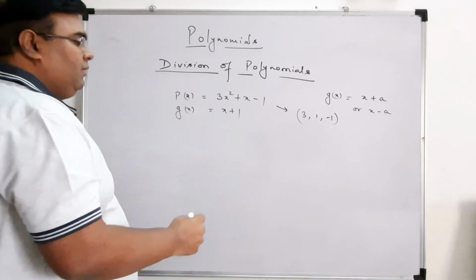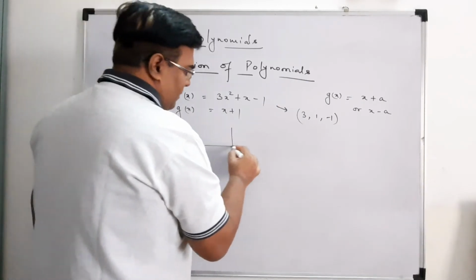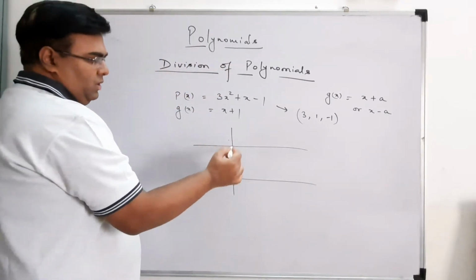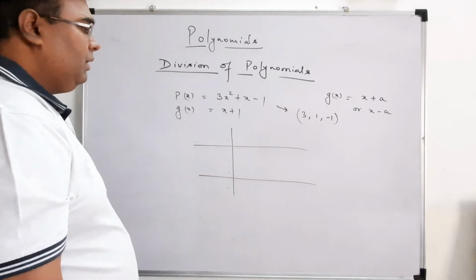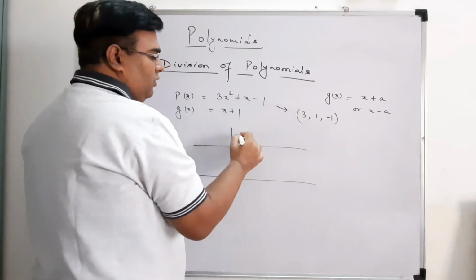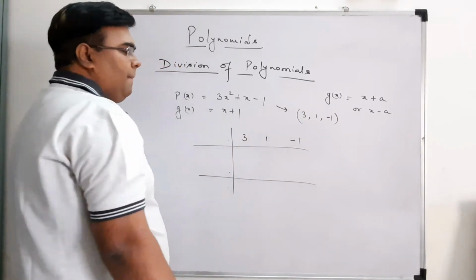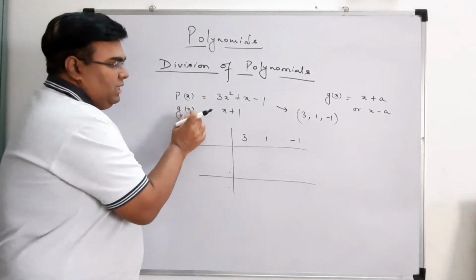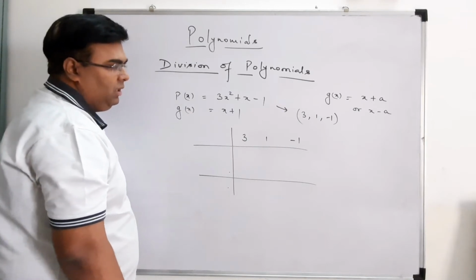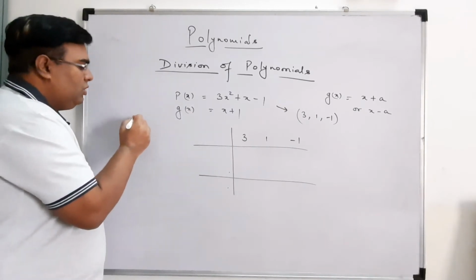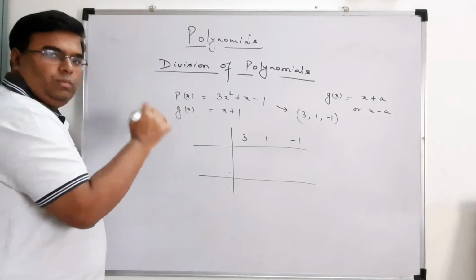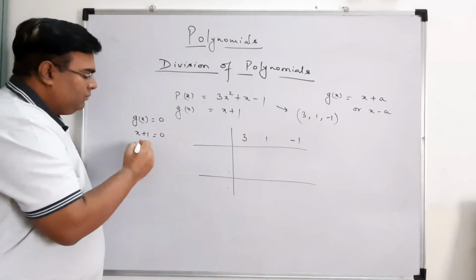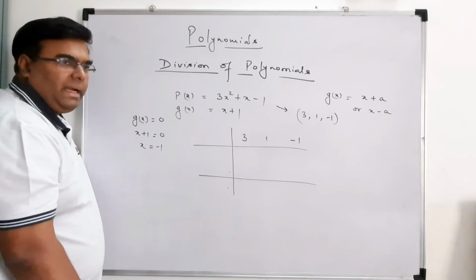Alright. So what we will do, we will make 3 rows. First row, second row and then third row. In the first row, we will write all the coefficients of our polynomial p(x). And here what we will write, see, g(x) is equal to x plus a, right? So here just put g(x) is equal to 0. So x plus 1 is equal to 0, so your x value will come as minus 1.